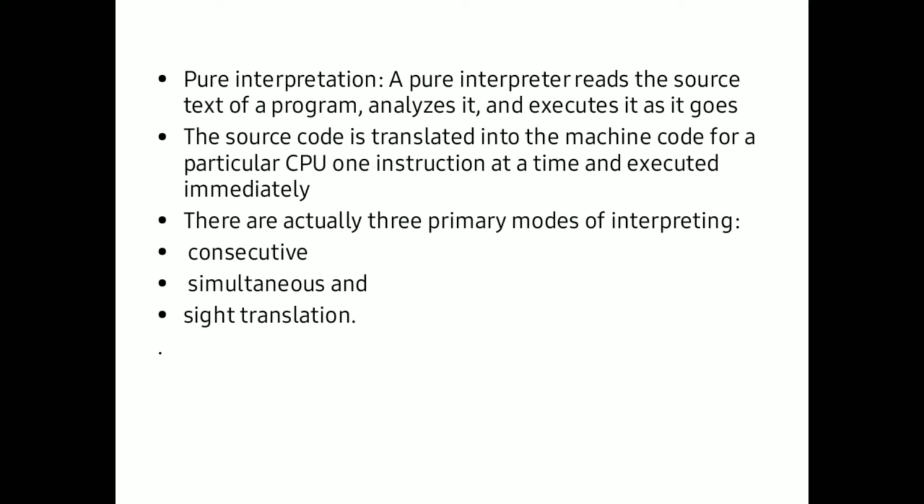The source code is translated into machine code for a particular CPU, one instruction at a time, and executed immediately. It reads one instruction at a time and executes it immediately.